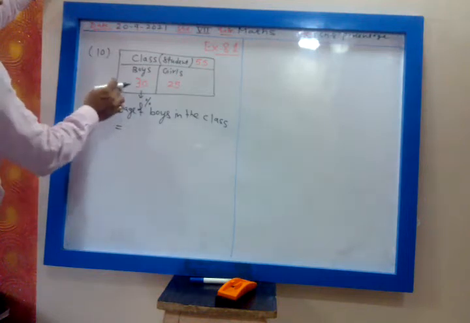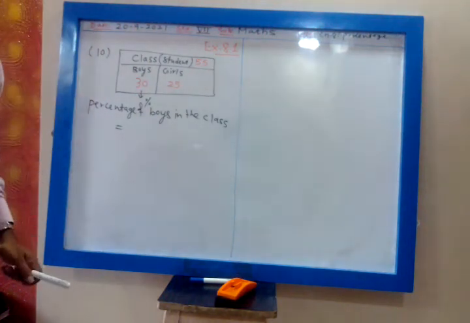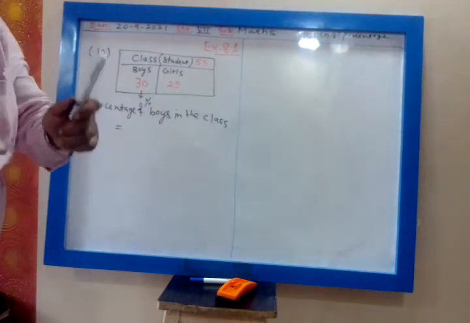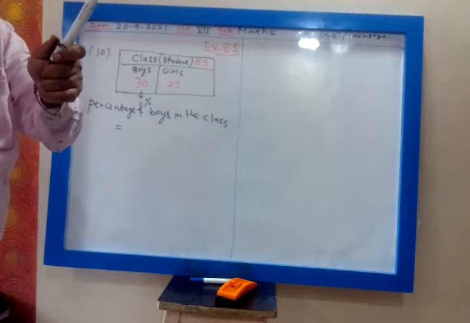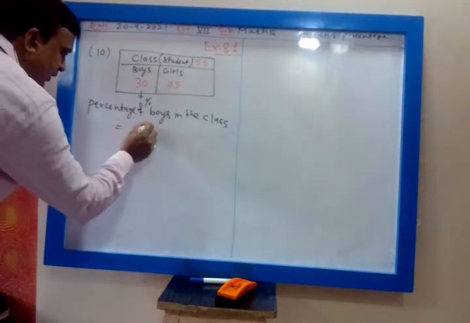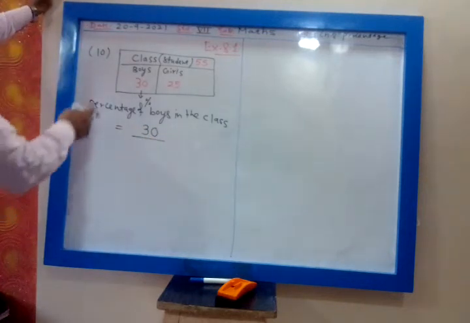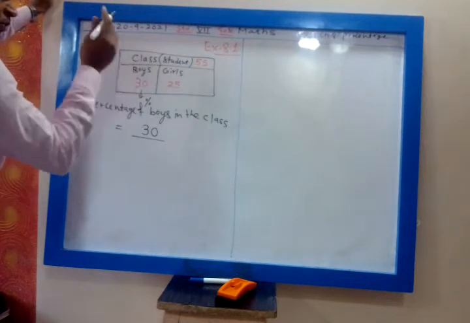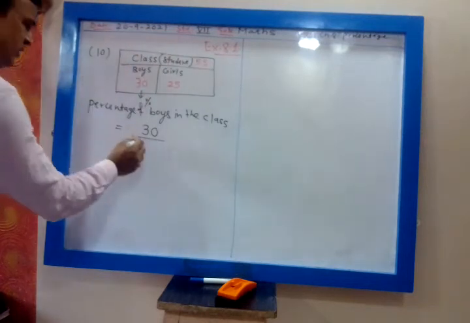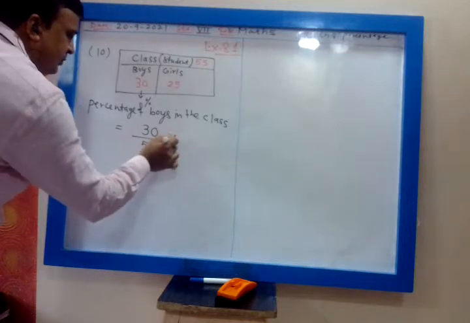You have to find the percentage. Don't say 30%; 30 is a number. So 30 is the number of boys, out of how many students? Not 25, but 55. So it is 30 upon 55 multiplied by 100%.